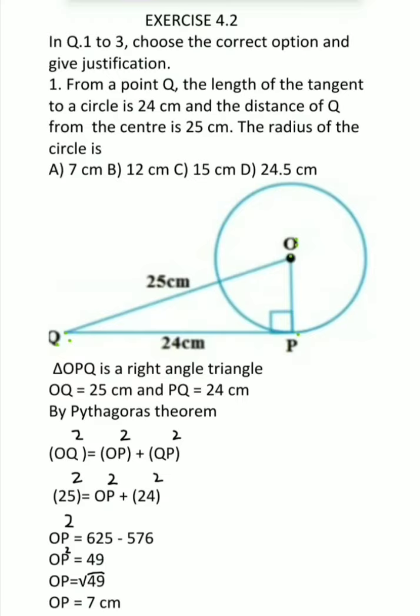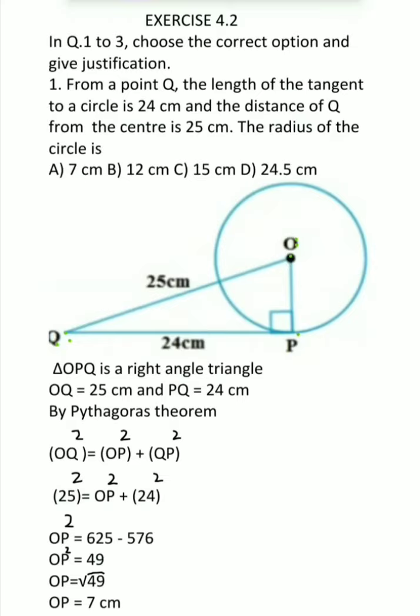Dear students, we will move to the exercise here. Exercise 4.2. From first question to third question, we have to choose the correct option and give justification. These types of questions carry 1 mark. Why? Because the options are given and you have to solve directly, and they are easy.